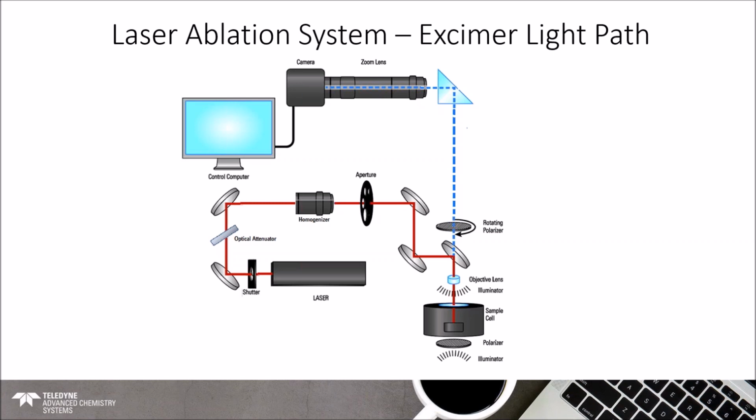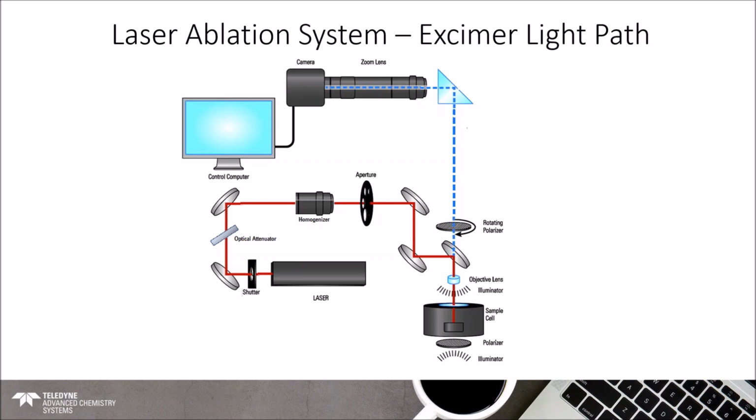So to expand on that light path that I spoke about before, here we show it for an Excimer system. Towards the bottom left, you see that light engine again, where that beam is produced before it passes through a shutter, allowing us to turn it on or off, quite simply. The beam then bounces before going through an optical attenuator, which allows us to reduce the power of the beam, and eventually makes its way to a homogenizer.